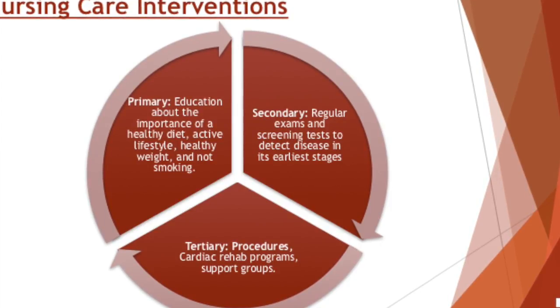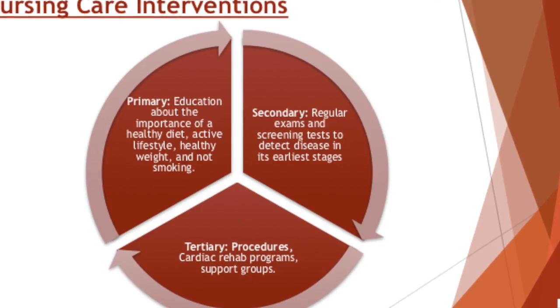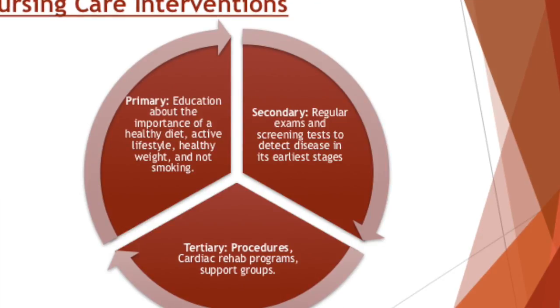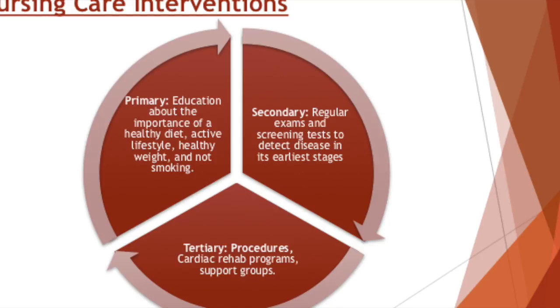Tertiary interventions are going to be those interventions where the person already has the disease, so these interventions are going to aim to soften the impact of the ongoing illness and its lasting effects. This can be done by helping them manage the long-term problems caused by coronary artery disease. This is where your procedures are going to come into place, your stents, your open heart surgeries. There's also cardiac rehab programs and support groups that people can be a part of to help them with their disease.